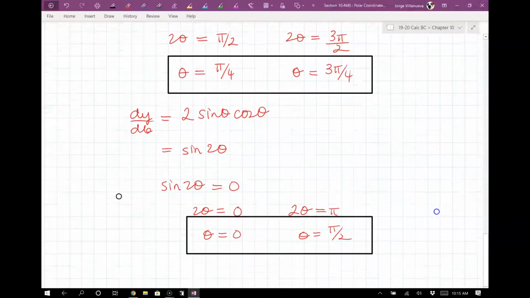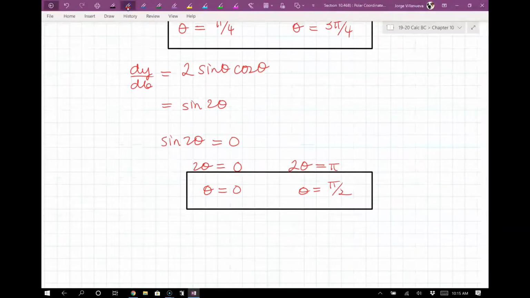So a lot of times they're going to want you to list them. So let me list them for you guys. The horizontal tangent lines occur at, so horizontals occur at the angle of pi over 4.